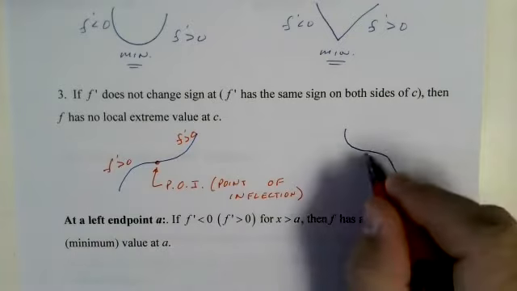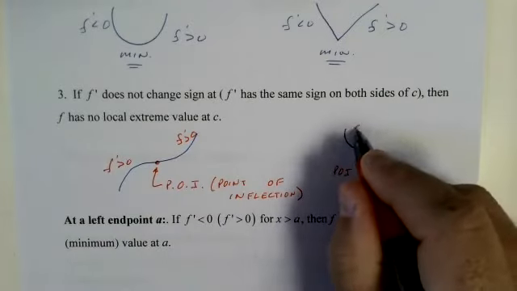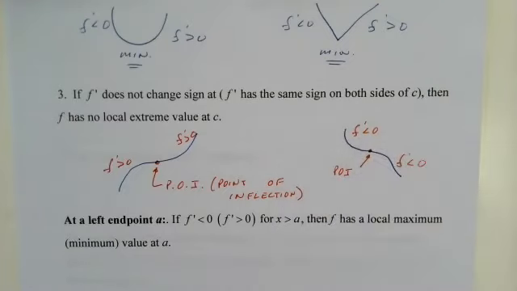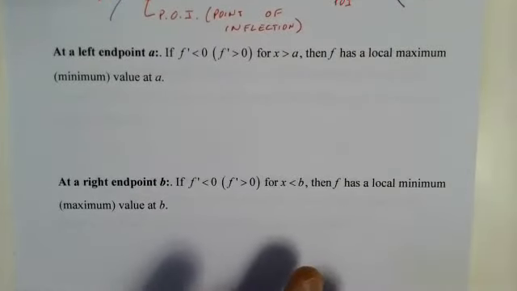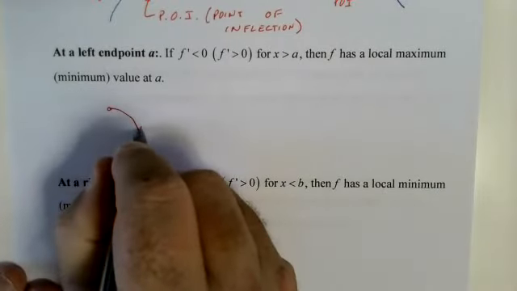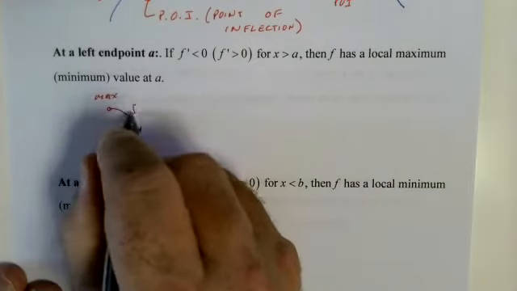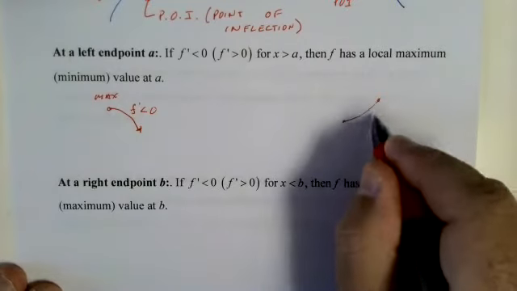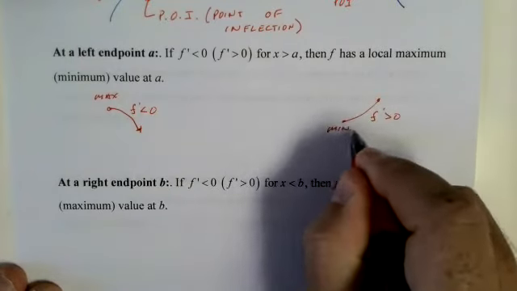Over here we have POI. F prime is less than 0. F prime is less than 0. Now, we also can check out the endpoints. It's kind of ludicrous, but obviously it works. So if the derivative is going down, that's a max. If it's going up, that's a min.